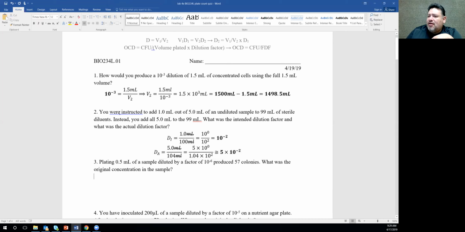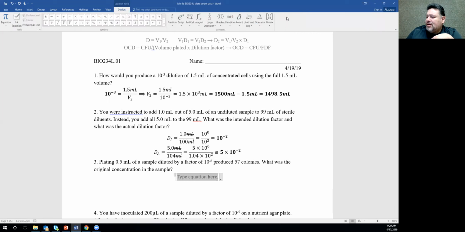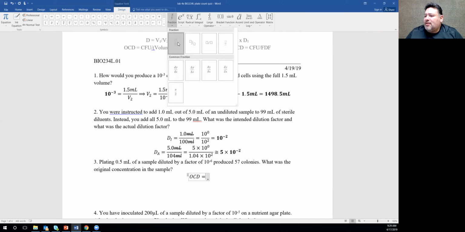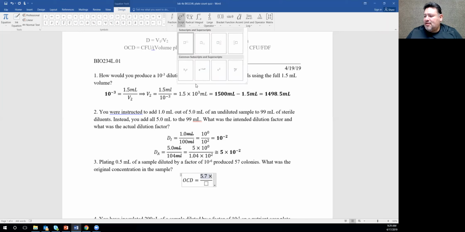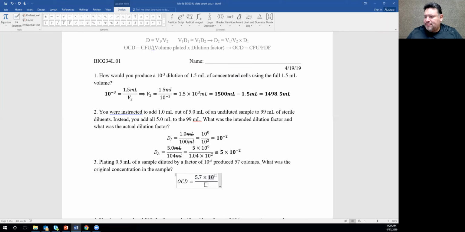We're going to go ahead and insert equation writer again. And we're going to say that the original cell density, OCD, is equal to what? Well, it's equal to the number of colony forming units. How many colony forming units do we have? We have 57. And right away, we're going to start doing this in exponential form. So we're going to say that that's 5.7 times 10 to the first power. Hopefully that makes sense to you.